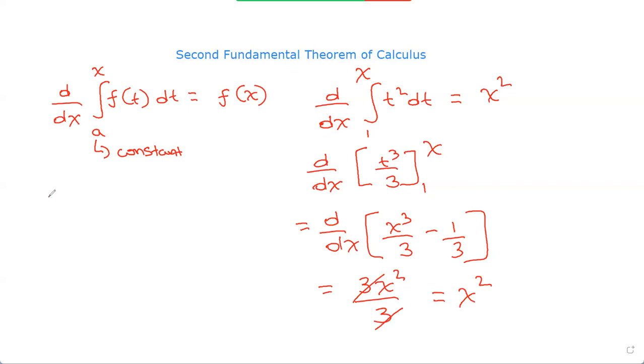Now another important thing to remember is when you have d by dx, but in this case, x is the lower bound and the constant is the upper bound. Using our rule of integrals, this would be negative f of x. And this is the case when the constant is the upper bound. So now we have seen what happens when it's just x. Now let's see what happens when you have a function instead of x.